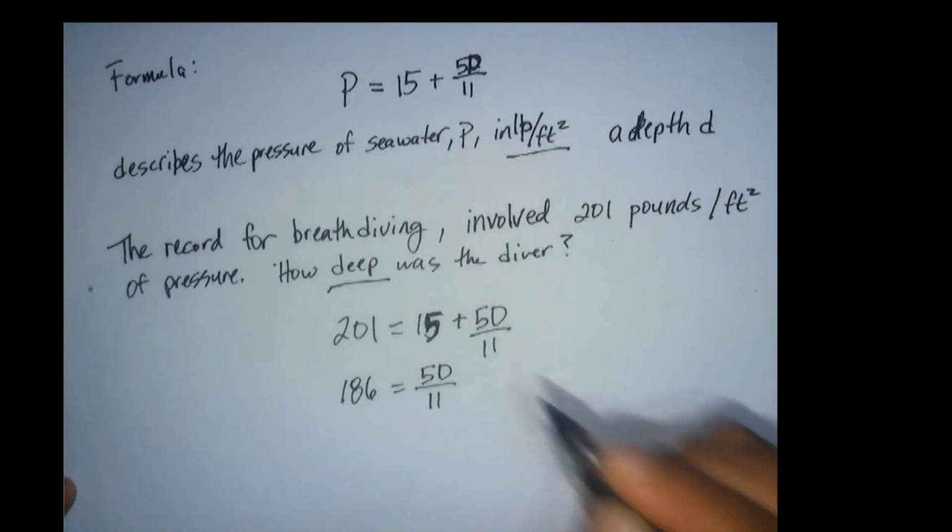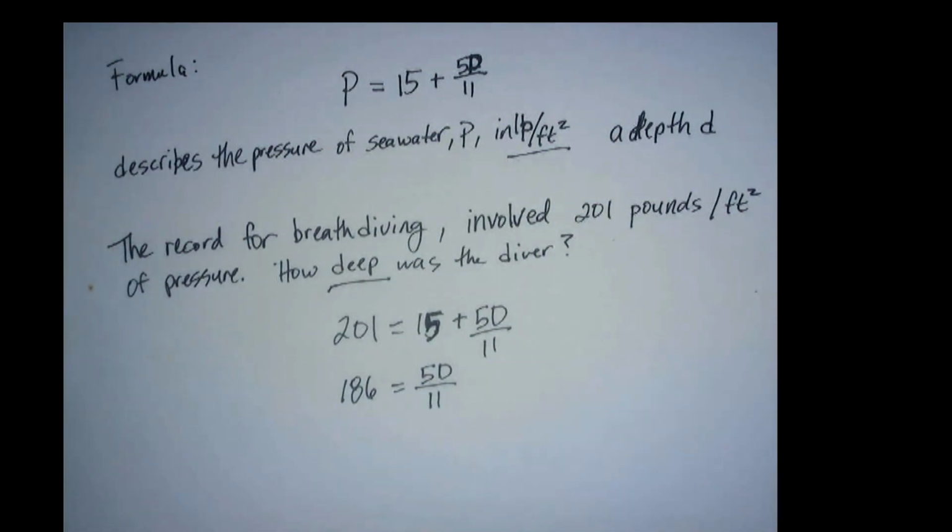You see why I did that first? You could multiply everything by 11, but then you'd have to multiply this by 11 and then this by 11. But if you subtract this first, you don't have to multiply these big numbers by 11. Okay, so we're going to multiply everything by 11.